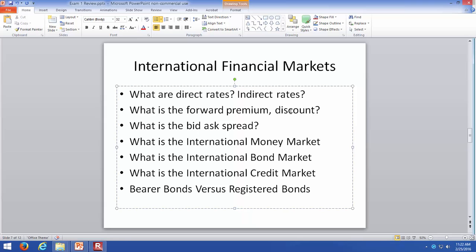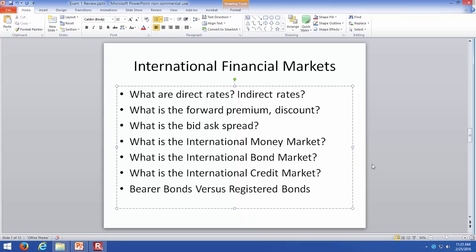We also talked about the forward premium or forward discount. That is (F minus S) over S, the forward price minus the spot price, divided by the spot price. Then we talked about the bid-ask spread. When you go to the financial markets, especially currency markets, there are two prices you see. The price at which you can buy the currency is the ask price, and the price at which you can sell the currency is the bid price. Part of the profits to the dealer comes from the bid-ask spread.